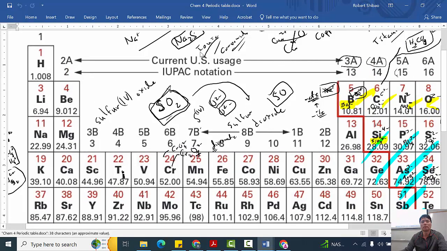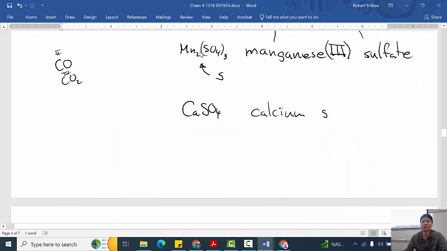It's just 2. Is it just 2 or 1 and 2? Sulfate is only one charge, right? 2 minus? What about calcium? Is calcium variable charge or a fixed charge? Calcium's fixed charge. So there's only one charge on calcium. There's calcium sulfate. So it's just calcium sulfate.